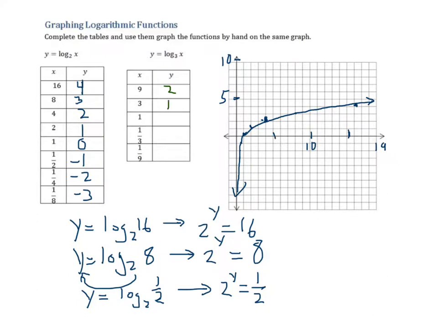Now, what is the power we put on the base 3 to get 1? And the power is 0. The power we put on 3 to get 1/3 is going to be negative 1 now. And the power to get 1/9 is negative 2. Now you might be asking, where do these come from? Why do we pick these random looking numbers here?